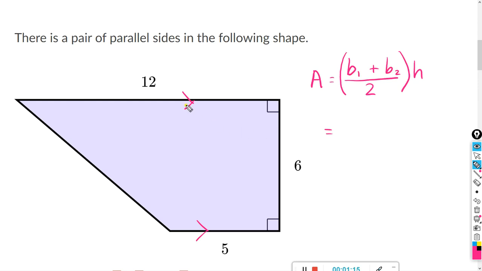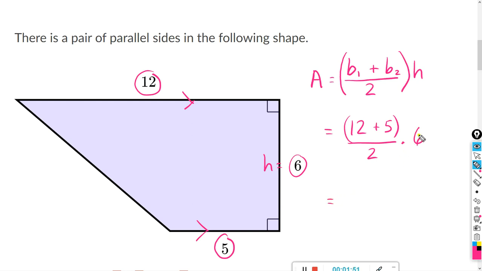So adding the two bases, we have 12 plus 5. And that's divided by 2. And the height h is the perpendicular distance between the two bases. So you can see right here there's two right angles. So clearly this line here is the height h, and that's just 6.